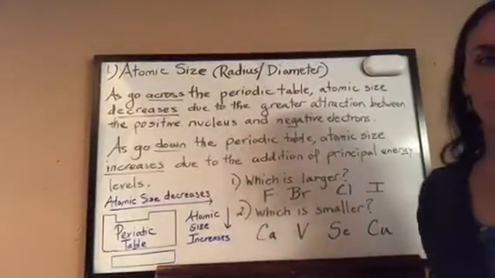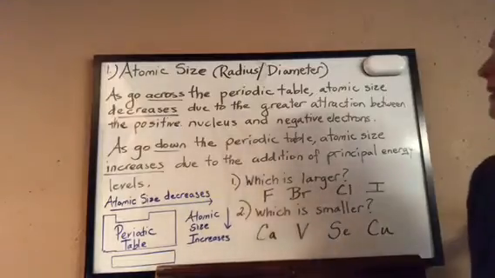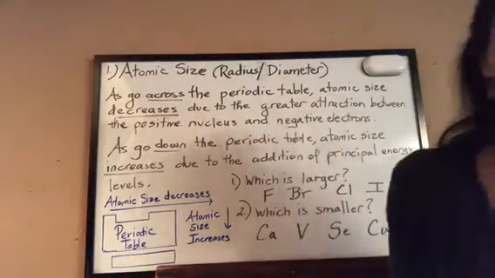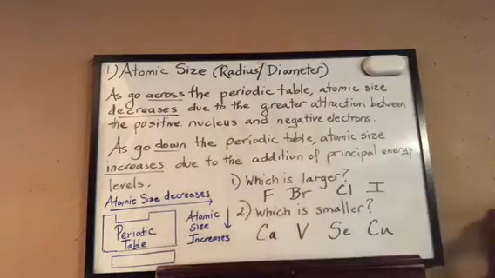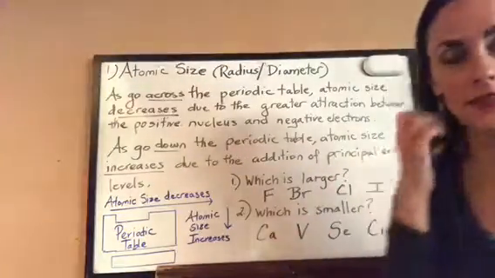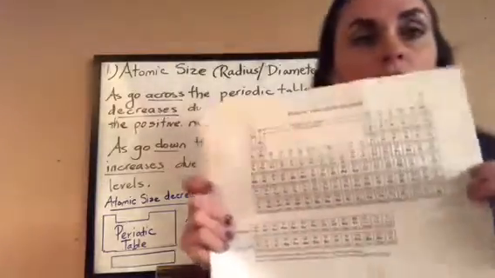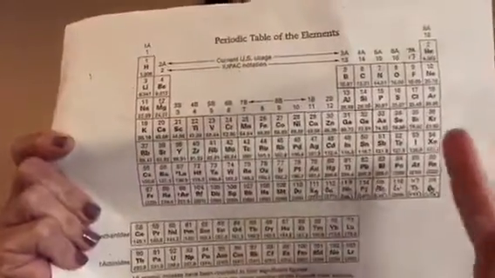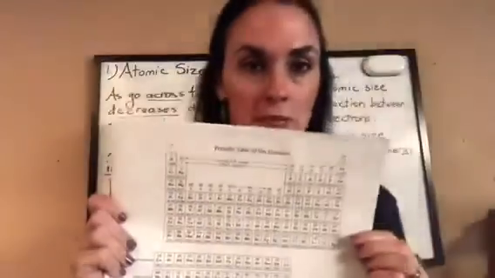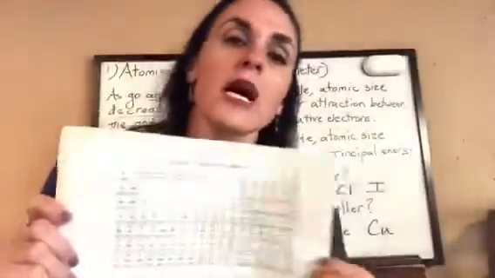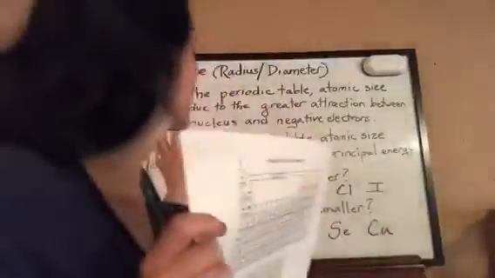The first periodic trend we're going to talk about is atomic size, or the radius or diameter. As we go across the periodic table, the atomic size decreases due to the greater attraction between the positive nucleus and the negative electrons. So as we go across, we have the larger atoms here and the smaller atoms here. Now remember, we're talking about atomic size, atomic radius, not atomic mass. So we may have a greater atomic mass, but that is not the same as a greater atomic size.